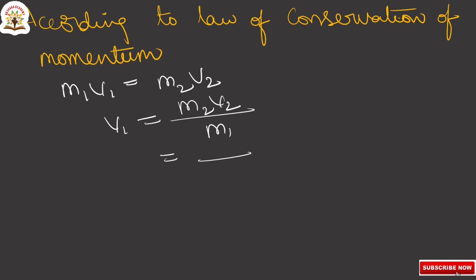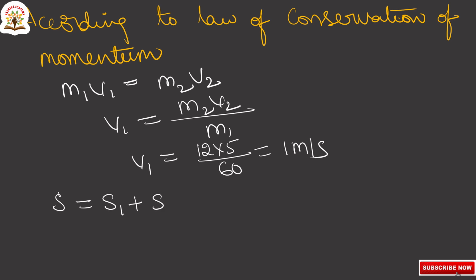m2 is nothing but 12, they have given. 12 into 5 by 60. So 12 fives are 60. 60 by 60 cancels. 1 meter per second. So v1 is equal to 1 meter per second. Now the total distance between the man and the block, that is S is equal to S1 plus S2. This is the total distance between the man and block.